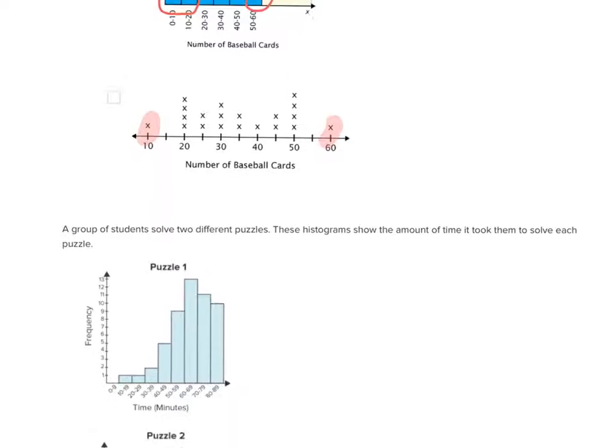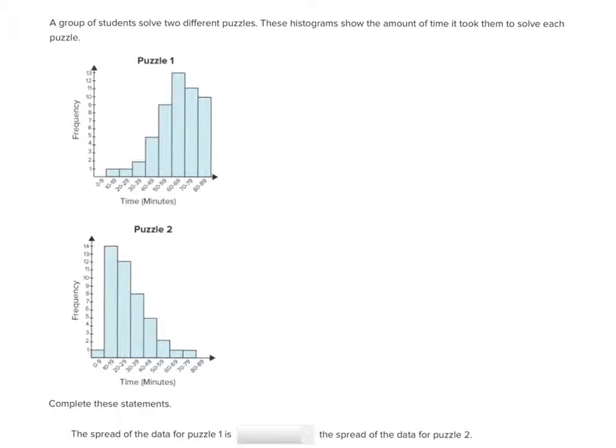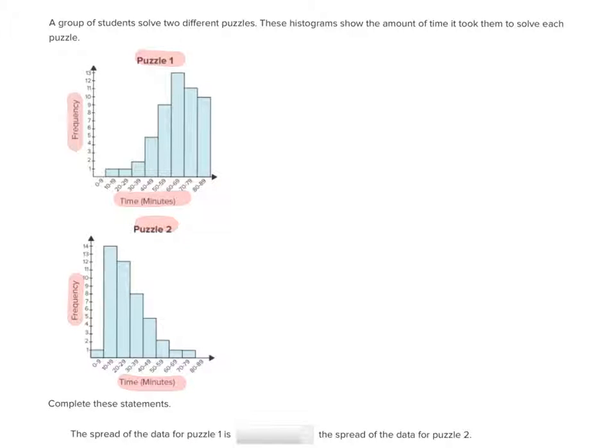All right? Next question. A group of students solved 2 different puzzles. These histograms show the amount of time it took them to solve each puzzle. So I see puzzle 1 here and puzzle 2. And I see time in minutes. And then I see frequency. Frequency is confusing to some people. Frequency just means how many. Okay? It means the number of.